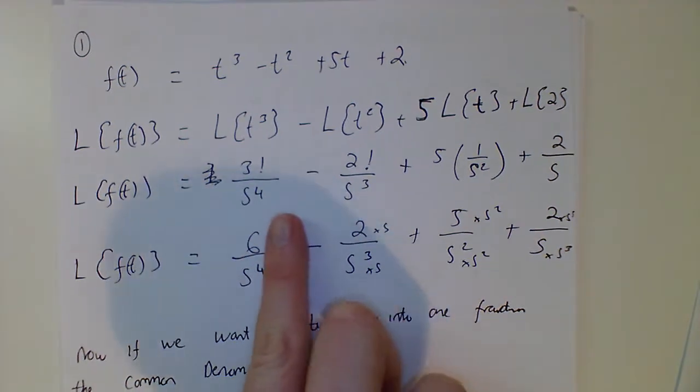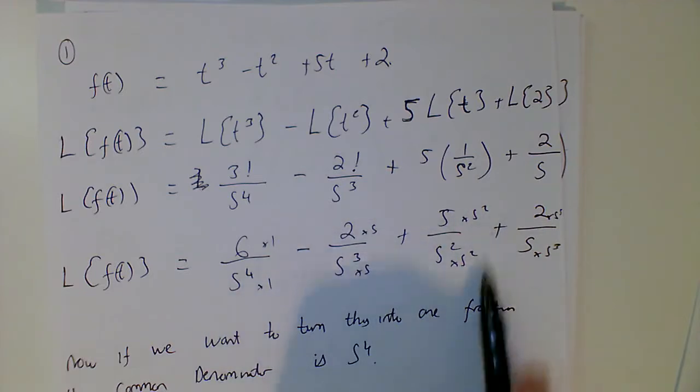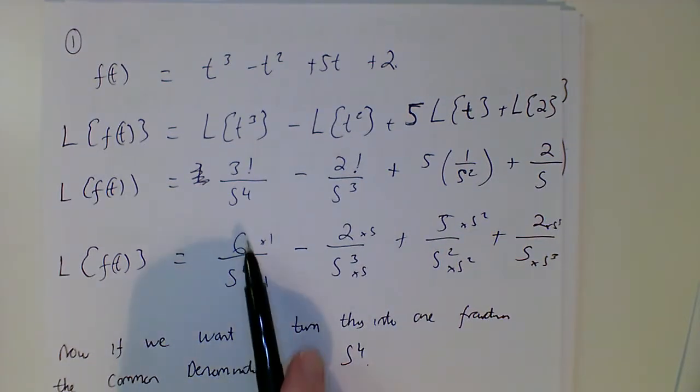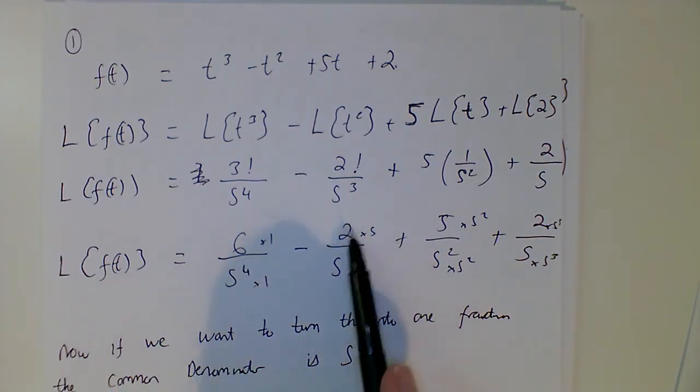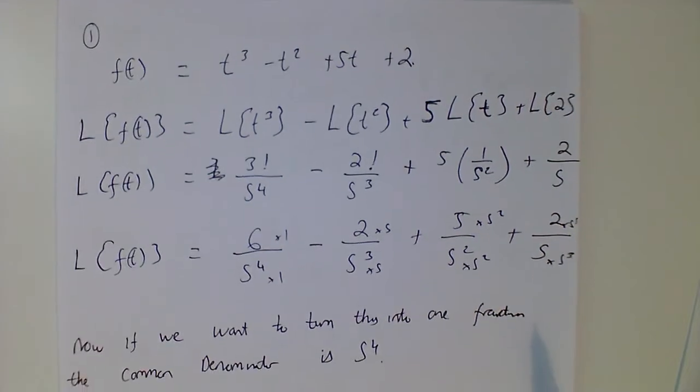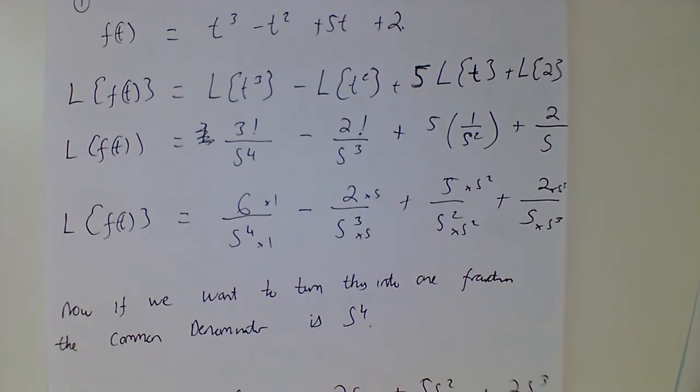Now excuse the multiply by 1, multiply by s. That's been done later. So I've got 6 over s to the power of 4, take away 2 over s cubed, plus 5 over s squared, plus 2 over s. Now, as I've said, you want to make it one fraction if you possibly can.